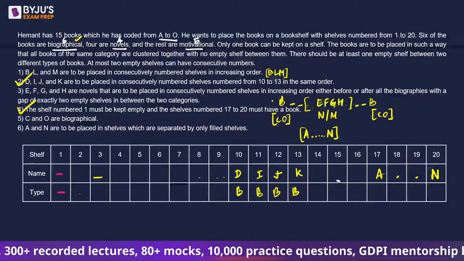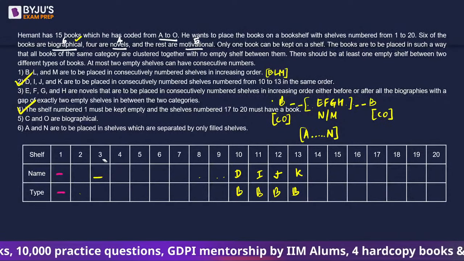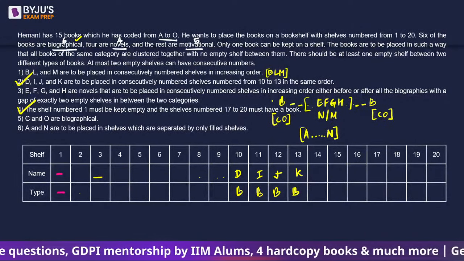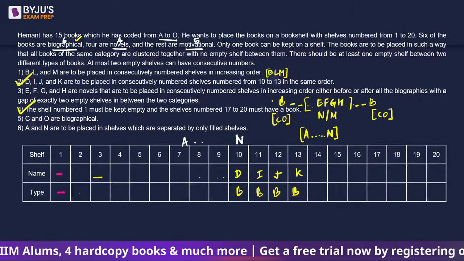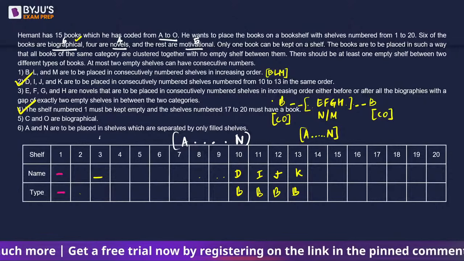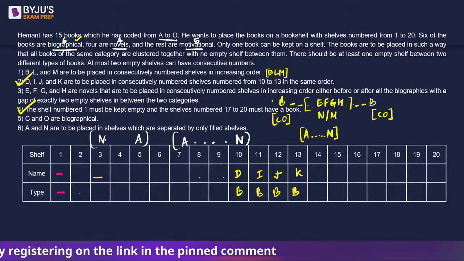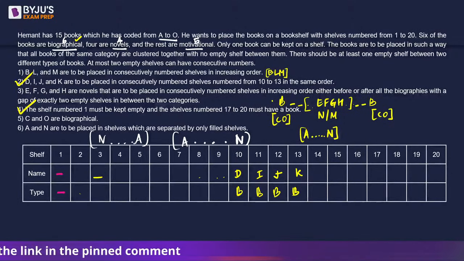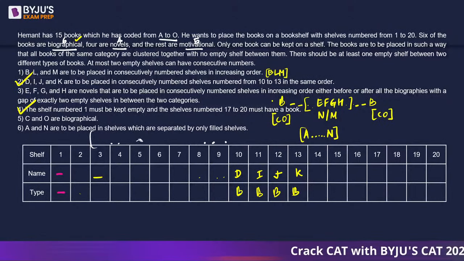Cases will be formed. Sixth point simply says A and N are to be placed in shelves which are separated by only filled shelves. Means they are a part of the same group. So you can have AN or NA. So wherever we are going to put AN or NA, they are a part of the same group. You cannot have empty shelves between them. If there had been empty shelves between them, then they were definitely of some other type of book, from motivational novels or biographical. Okay, that's what the 6th point means.